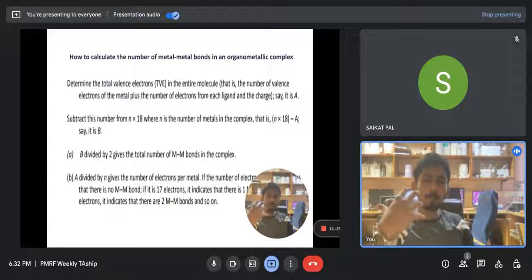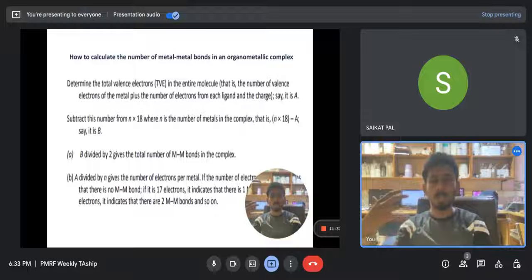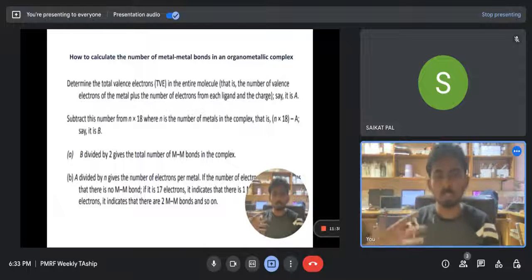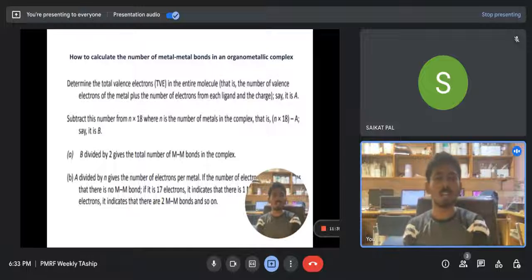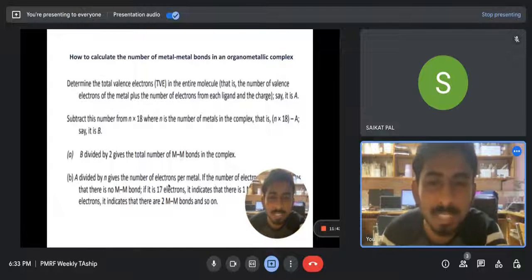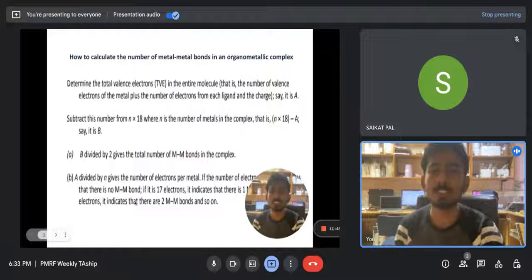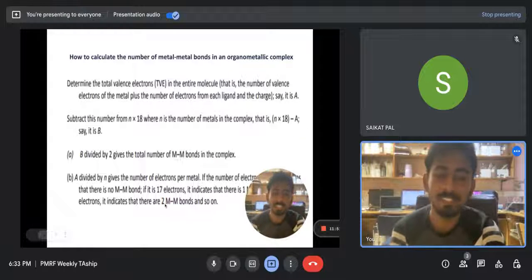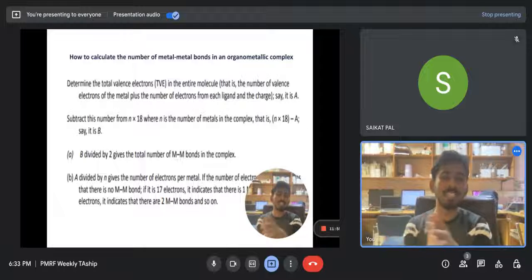But not only the total number of metal bonds is required, but also the number of bonds per metal is required, because only then can we actually draw the structure of the complex. Now if we divide A by N, it will give the number of electrons per metal. So if the total number of electrons is 18, then there is no metal bond.